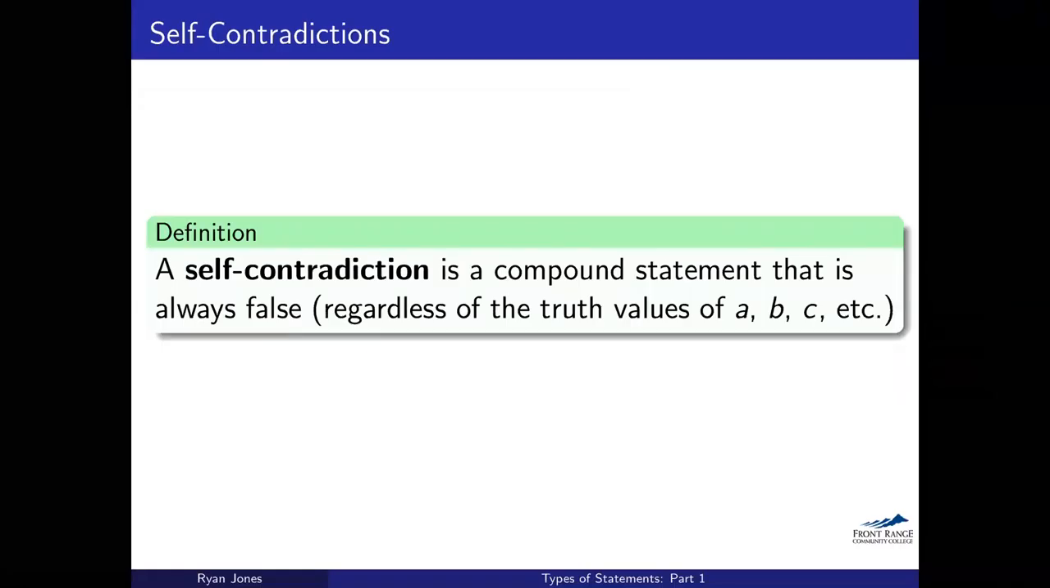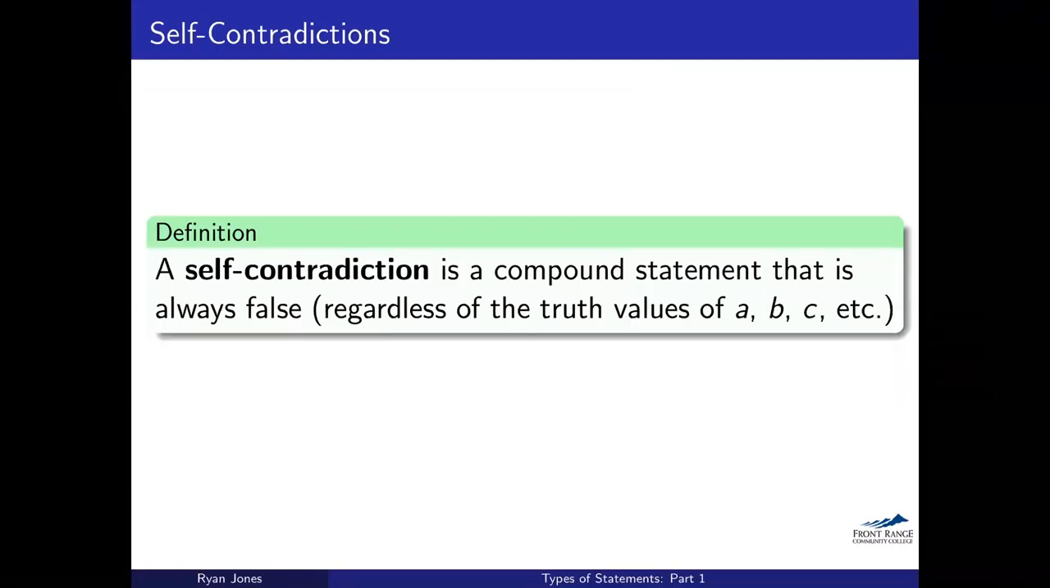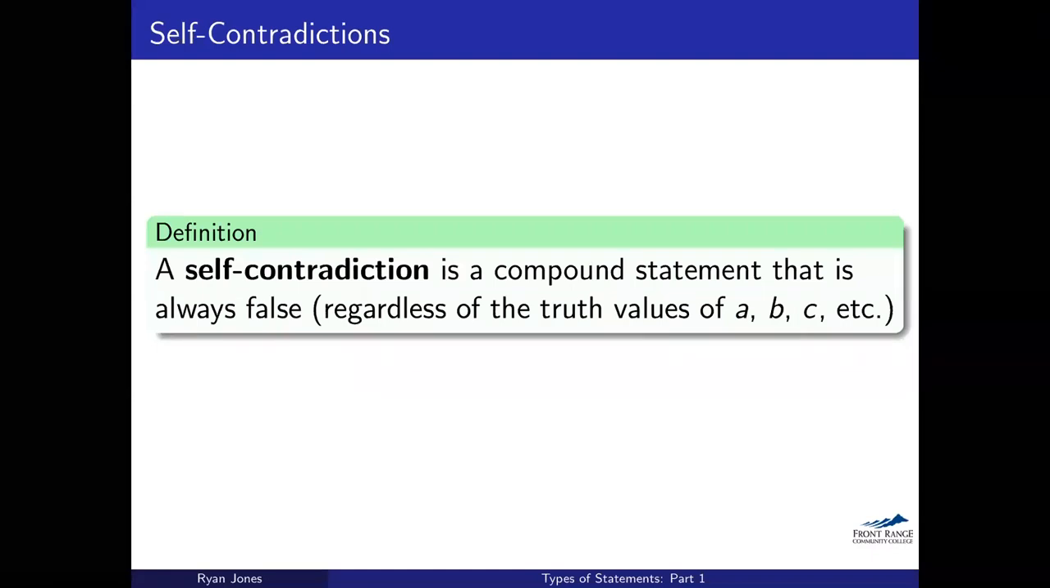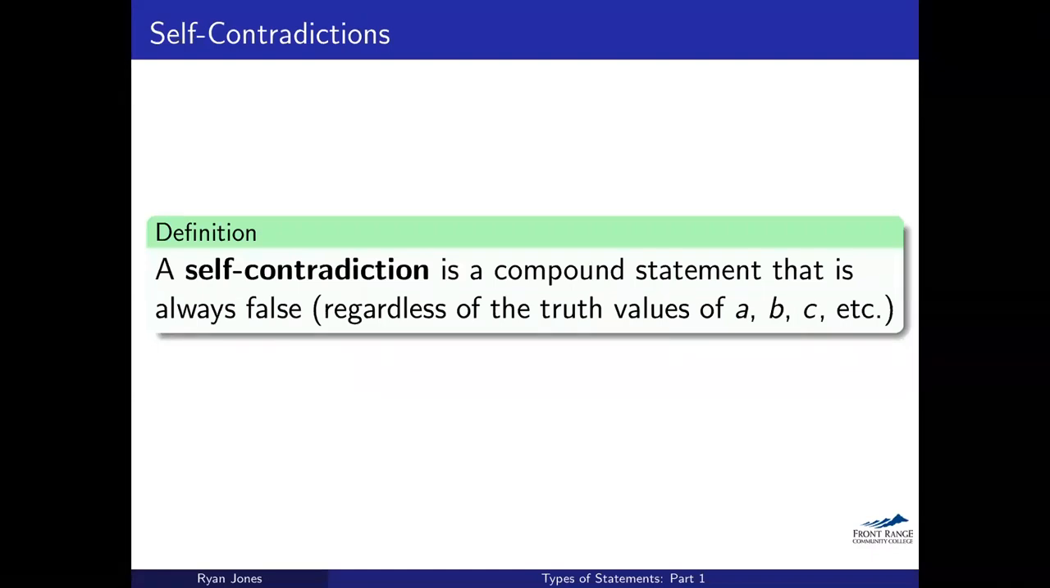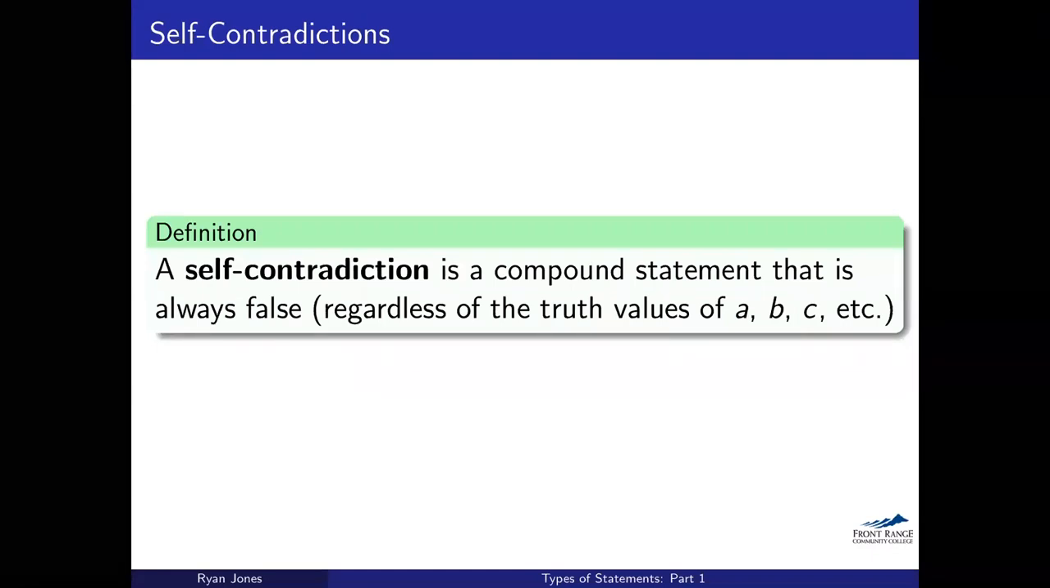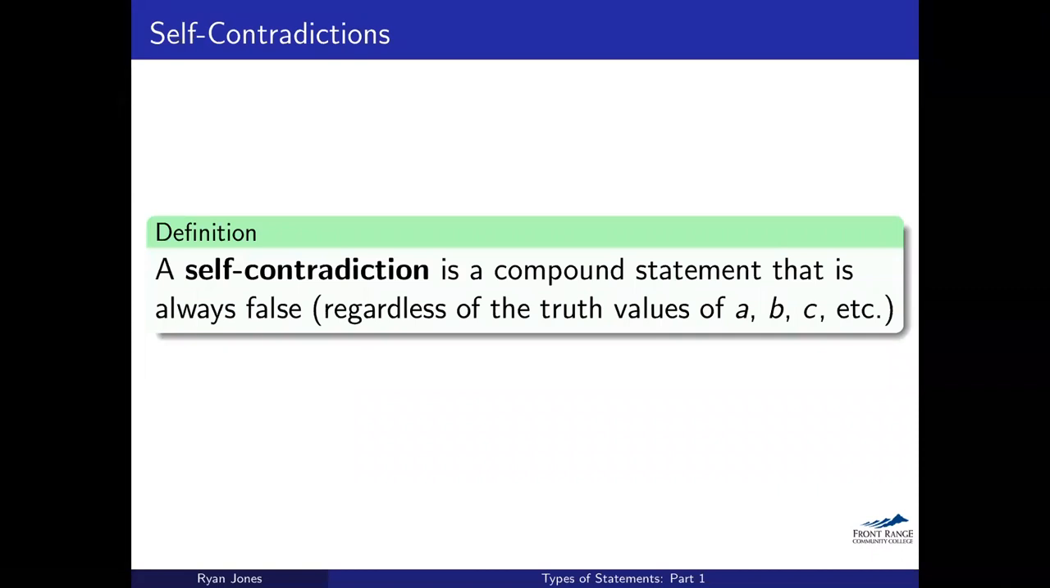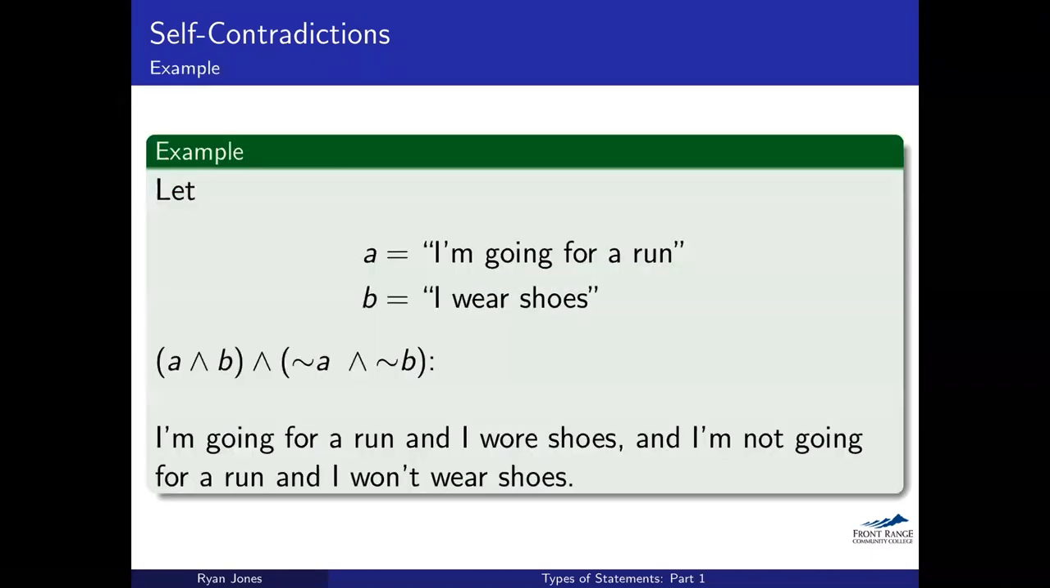So kind of the exact opposite of a tautology, a self-contradiction. If I make a statement that is always false, then that's what we call a self-contradiction. That would kind of sound dumb if you said it verbally, because it just doesn't make any sense. It's always false. You're contradicting yourself. So let's look at a similar example.